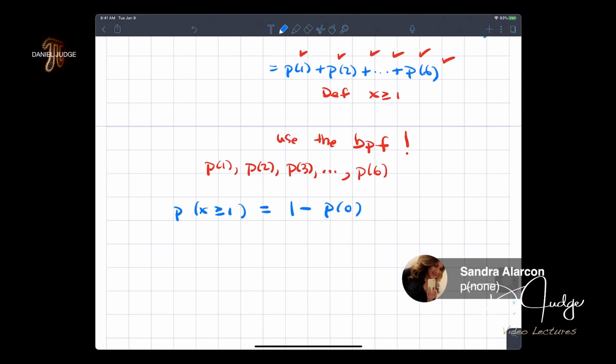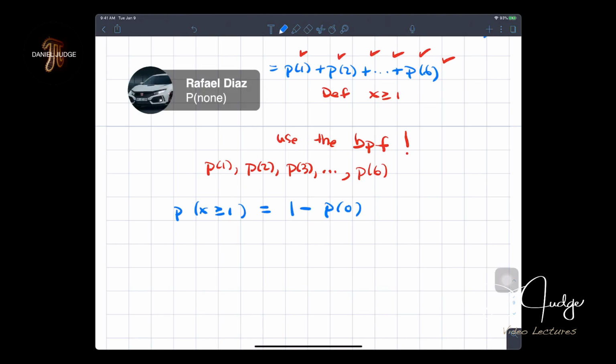So here's what I want to remark. Isn't it easier? Thank you, Raphael. Isn't it easier to find this value? Use your binomial probability formula now to find P of 0 in this case? The answer is yes. This is of benefit. Use the complement rule, ladies and gentlemen.